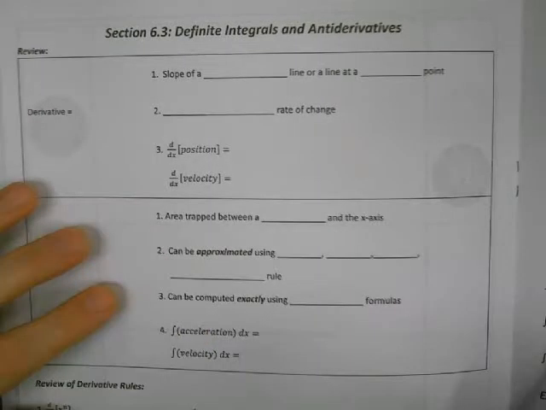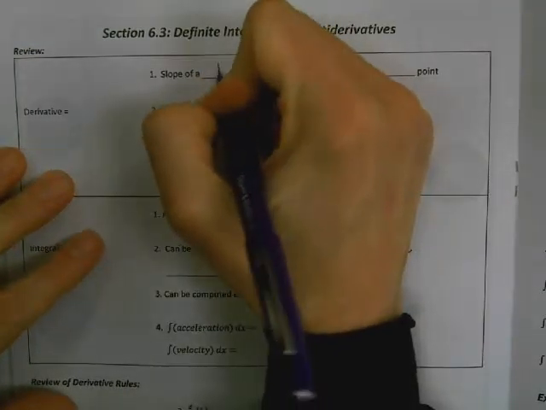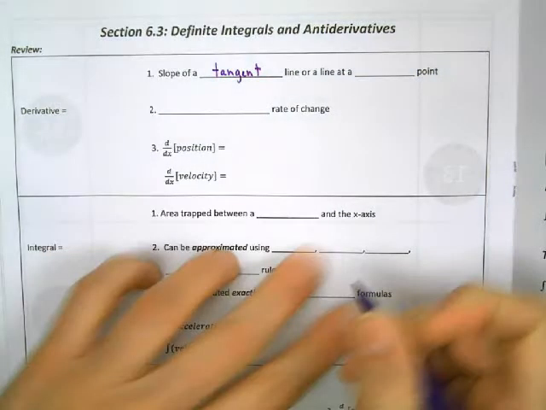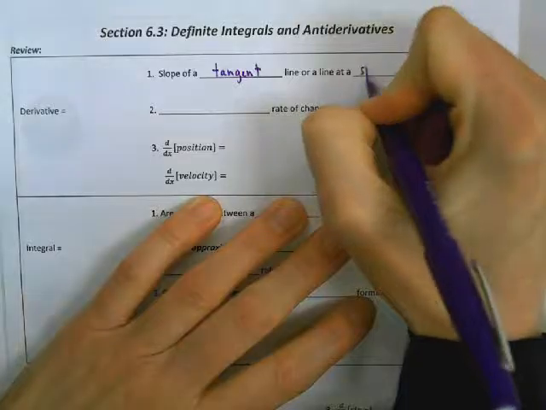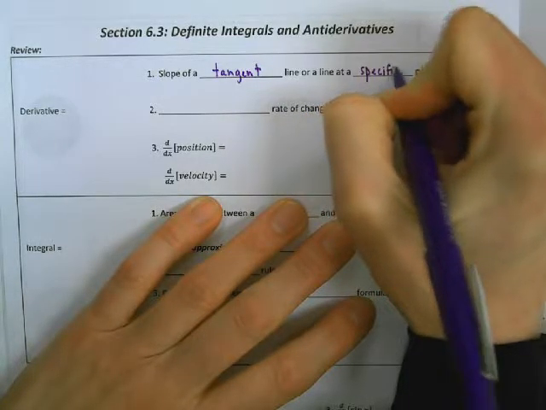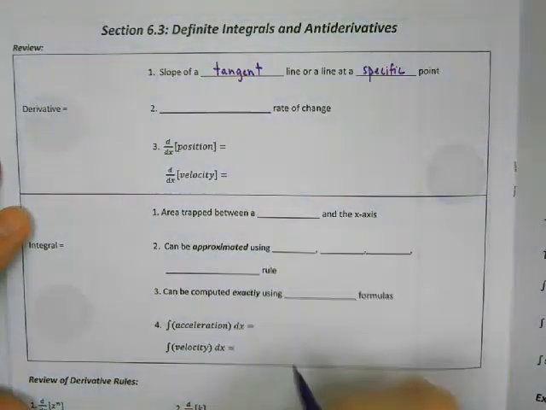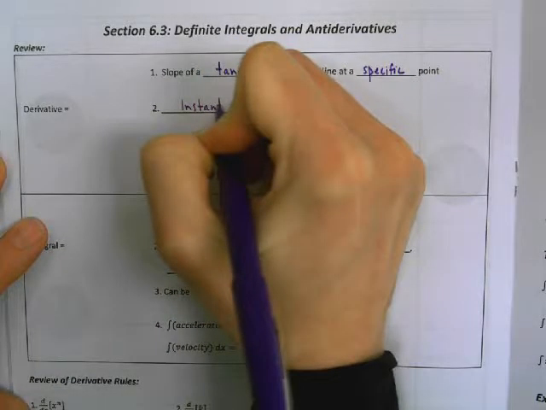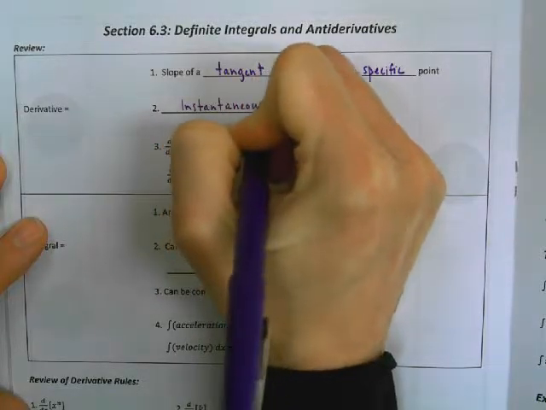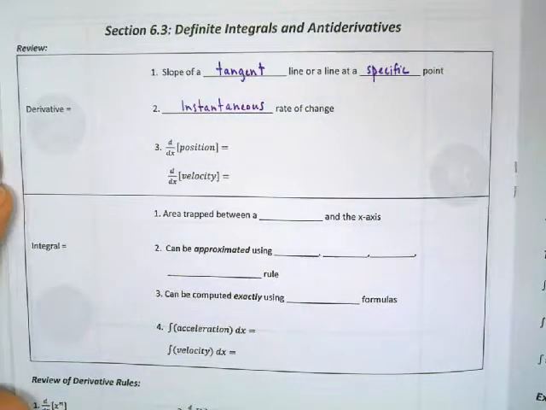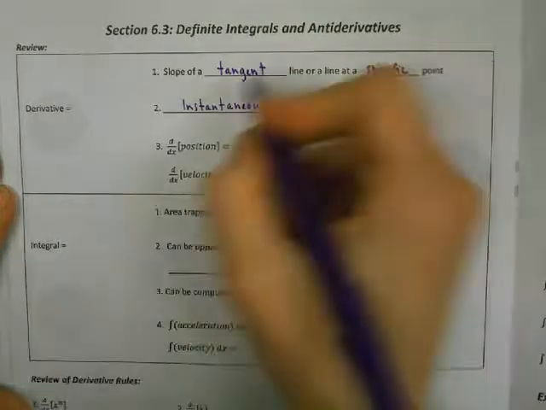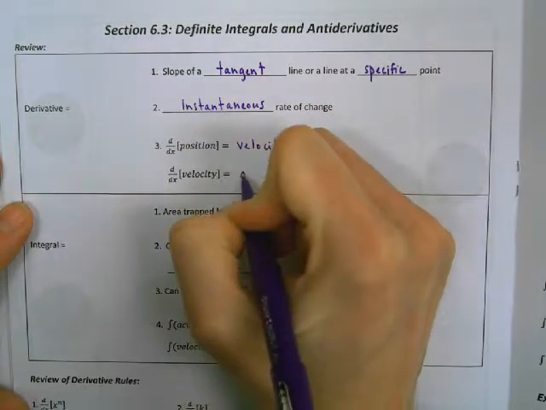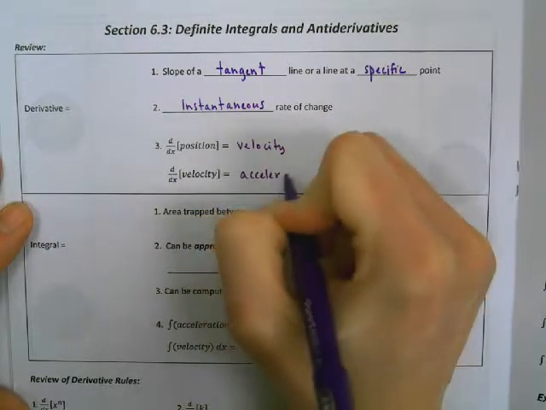We know the derivative is the slope of a tangent line, or a line at a specific point. We also know the derivative is the instantaneous rate of change. Okay, and it's been a while since we worked with this, but we know the derivative of position is velocity, and the derivative of velocity is acceleration.